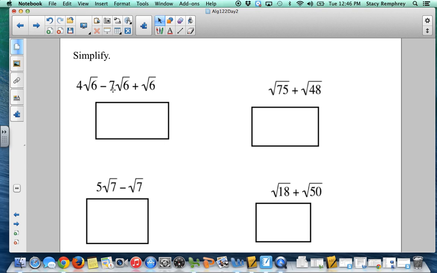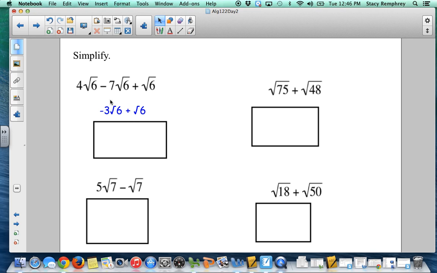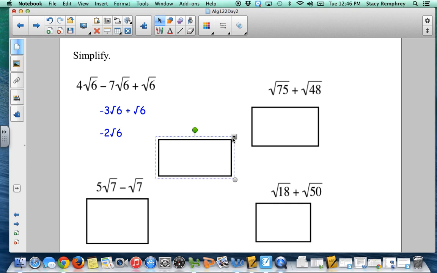Now, when we get to addition and subtraction, remember what we said before, addition and subtraction is very different than multiplication. So I have 4 root 6s. I take away 7 root 6s. Okay, well, what am I left with? Negative 3 root 6s. Note, just like when we did x's and x cubes and everything, the coefficient changes, but not what you're subtracting. Now I have negative 3 root 6s, and I get another root 6. And that leaves me with negative 2 root 6.